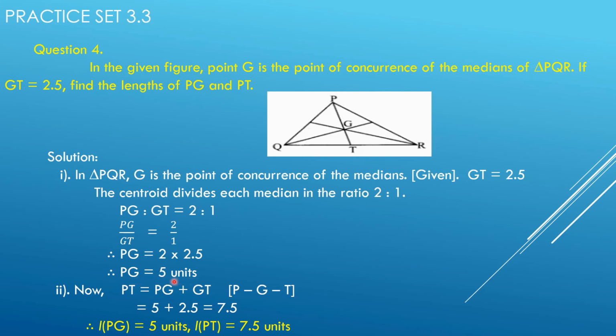And next is PT. In this figure, PT is equal PG plus GT, because P, G and T are on the same line, that is P-G-T. Therefore, PT is equal to PG plus GT, that is PG is equal to 5 and GT is equal to 2.5. Therefore, 5 plus 2.5, that is equal 7.5. And final answer, length of PG is equal 5 units and length of PT is equal 7.5 units.